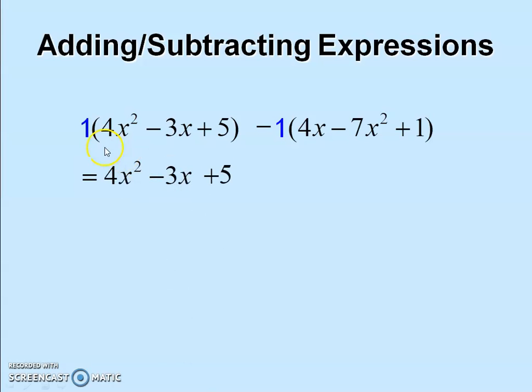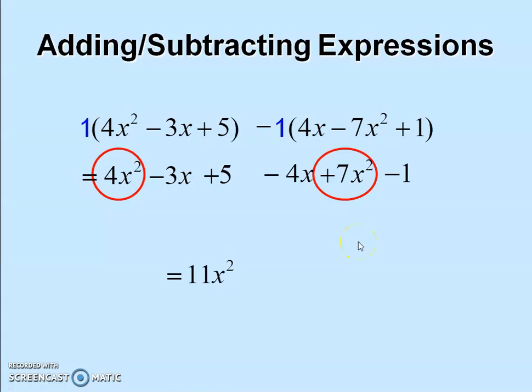As I distribute this 1, all the terms stay the same. This negative 1 means that I have to multiply it by the 4x, by the negative 7x squared, and by the 1, and these are the terms that I end up with. And finally, these are like terms because they have the exact same variable and exponent. When I add them by just adding up the coefficients, 4 plus 7, and the variable and the exponent do not change. These are like terms as well.